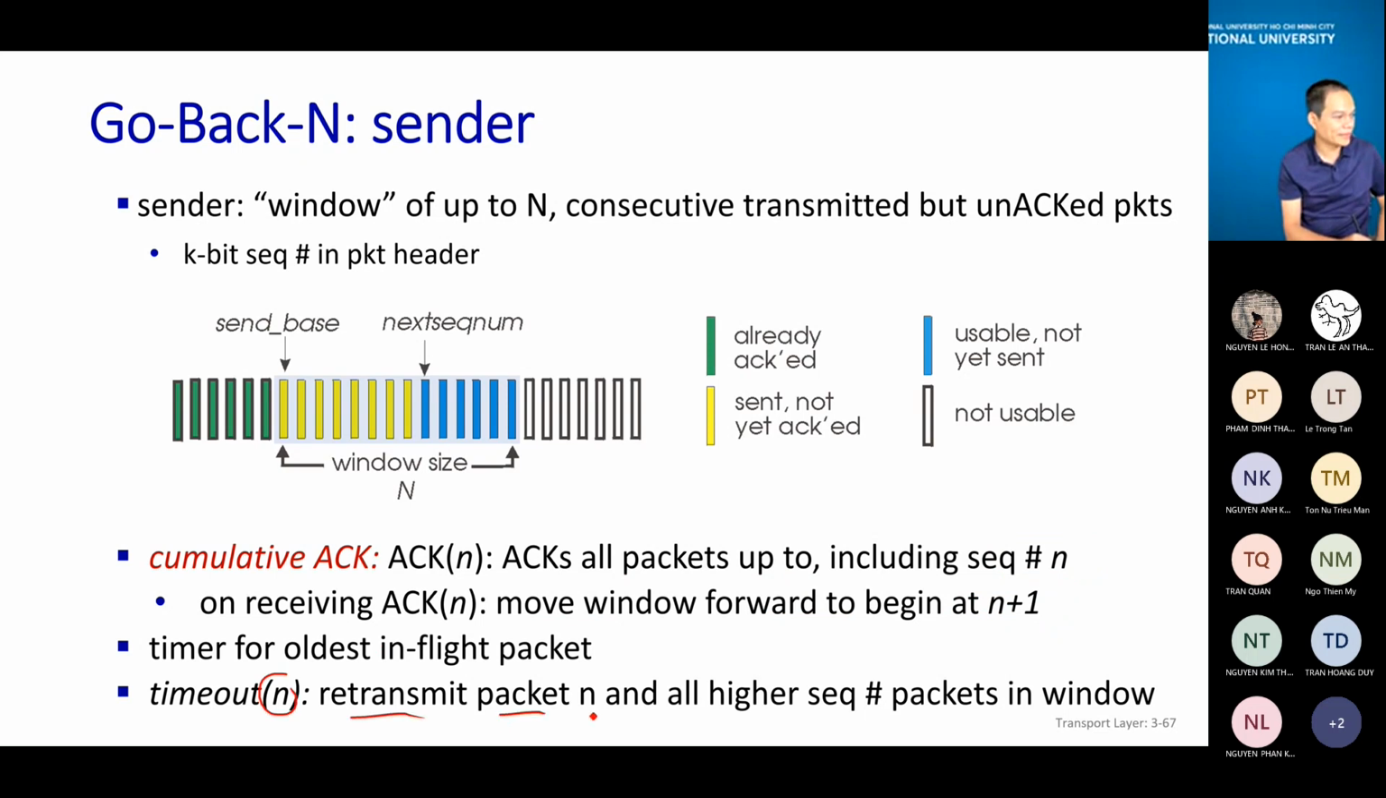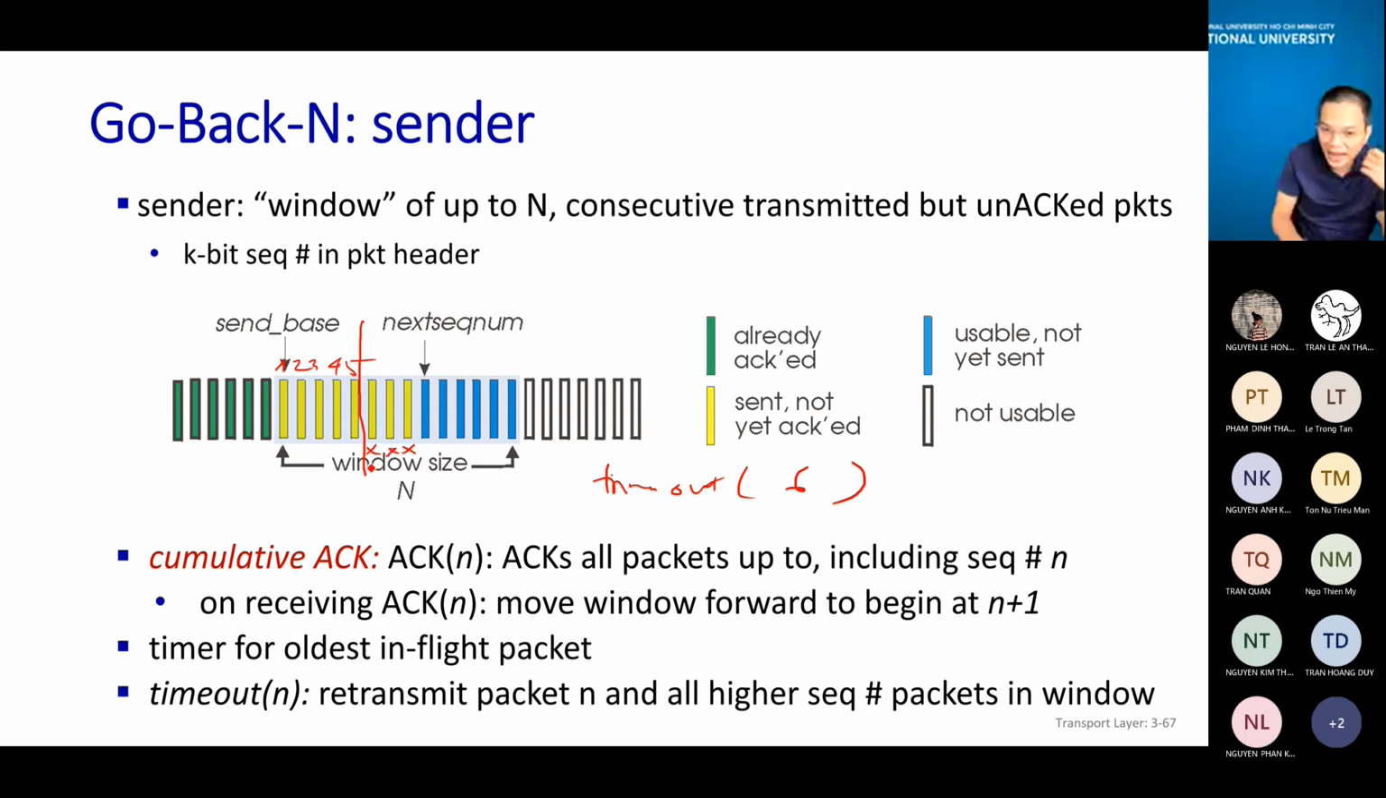On timeout n, retransmit packet n and all higher packets. What does it mean? If I receive a timeout for n, I will retransmit packet n and all higher sequence numbers in the window. For example, if packets 1, 2, 3, 4, 5 are already ACKed and there is a timeout at 6, I need to retransmit 6, 7, 8.